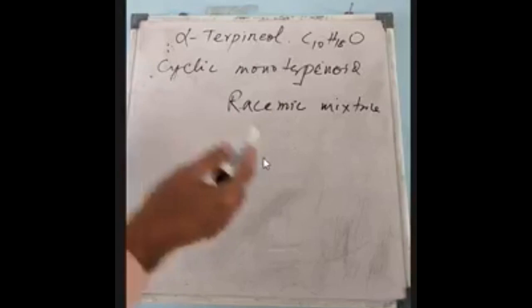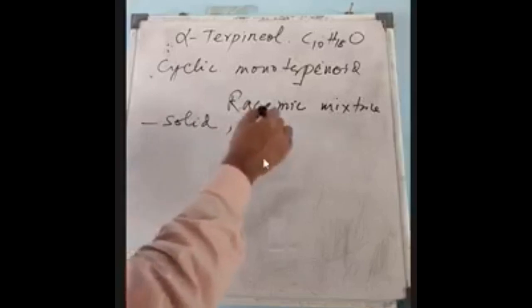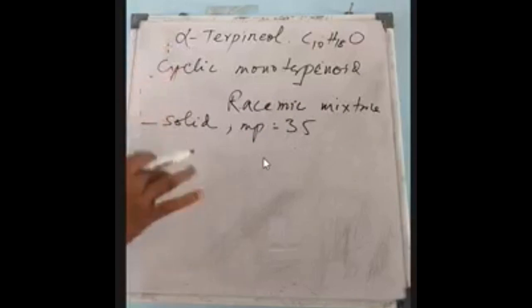Now the racemic mixture is optically inactive due to internal compensation. Once we have the internal compensation, we can resolve the compound. By resolution, we can convert the racemic mixture again into plus and minus forms, or dextro as well as levo form. Now it is a solid, but at a very low temperature. Its melting point is 35 degrees. So if the temperature increases above 35 degrees, it becomes liquid.